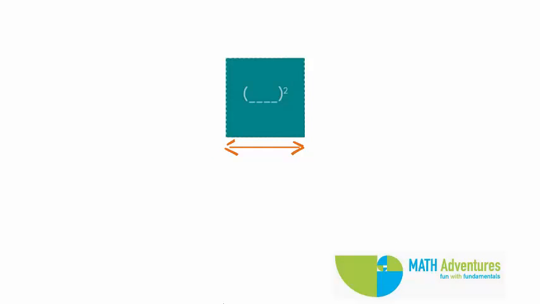Let the side of the blue square be C. What is its area? Is it not C square? Write it in the space provided on the square itself.